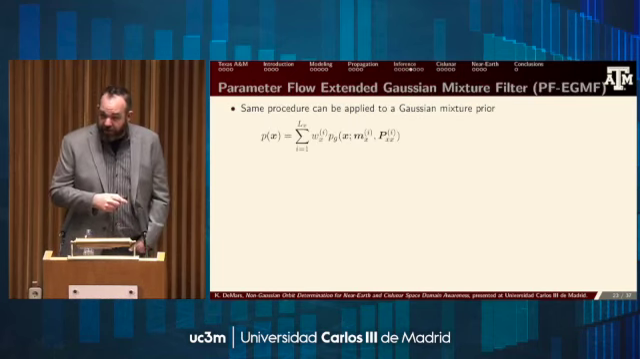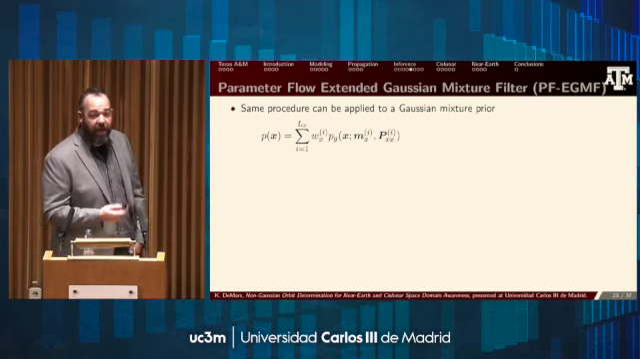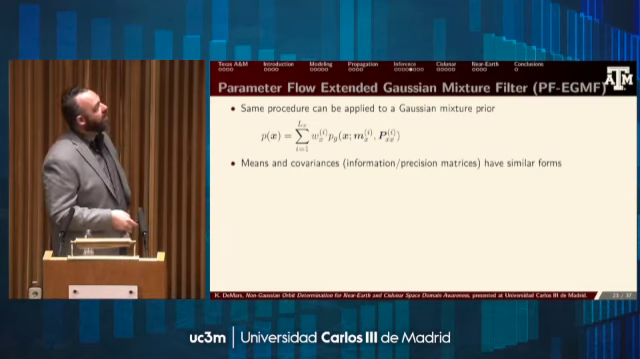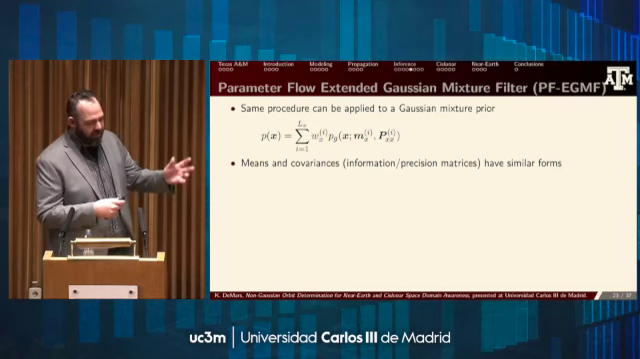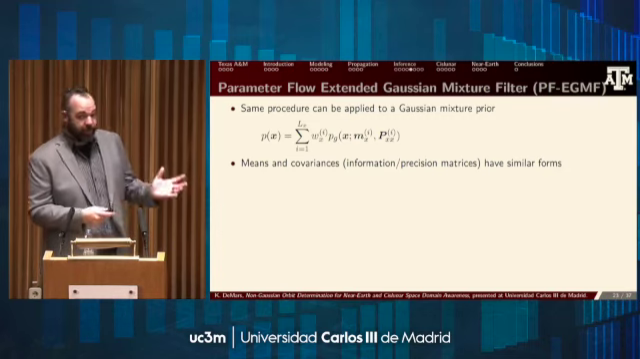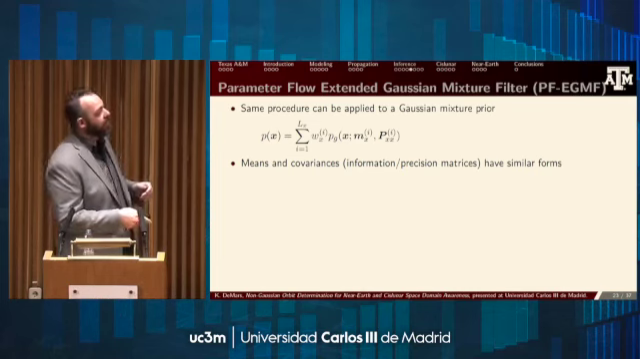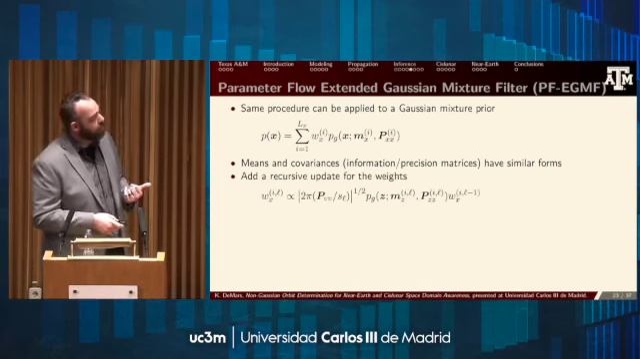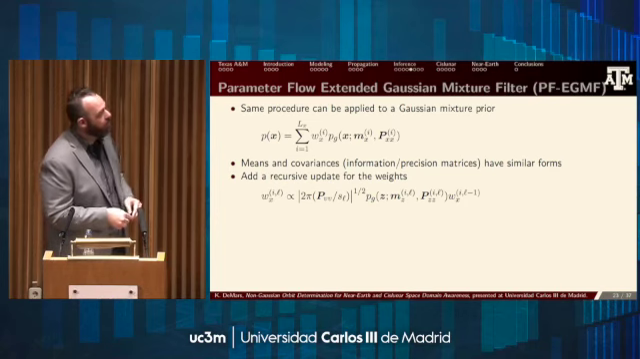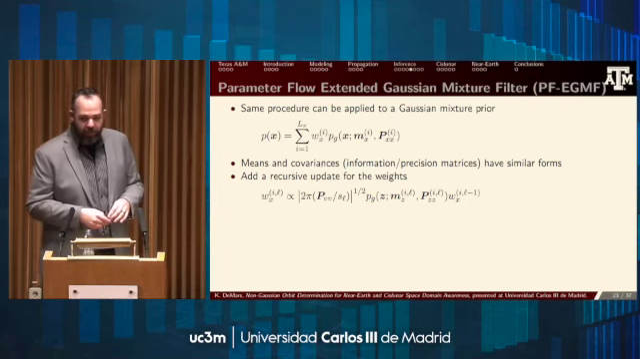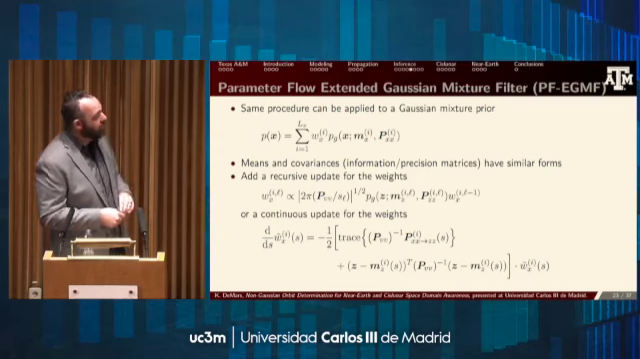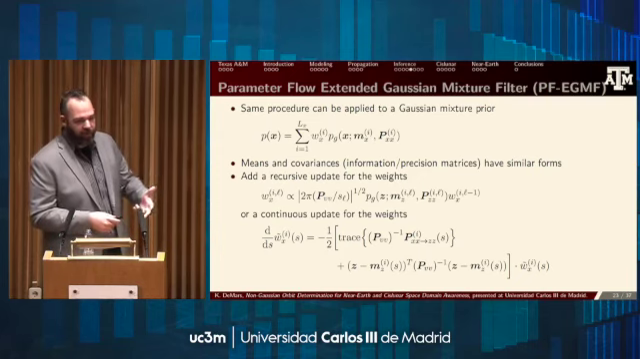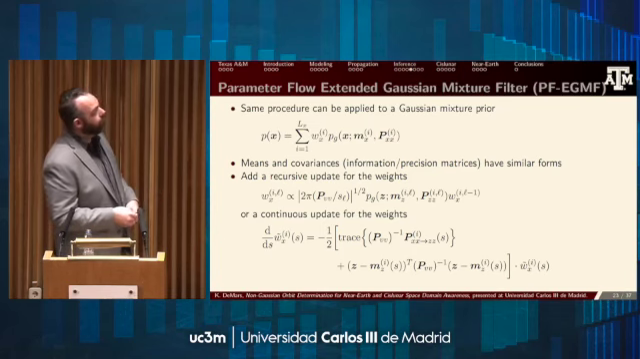We've been talking about Gaussian mixtures. So the question is, what happens if you have a Gaussian mixture? The same thing, okay? Basically, the means and the covariances, or your information matrices or your precision matrices, have the same form, just on a component-wise basis. The difference is you get a recursive update for the weights of the Gaussian mixture. So you have to update them recursively as well. Or you can also do that limiting process and get a differential equation for the weights, and you can numerically integrate weights, means, and covariances through an update.